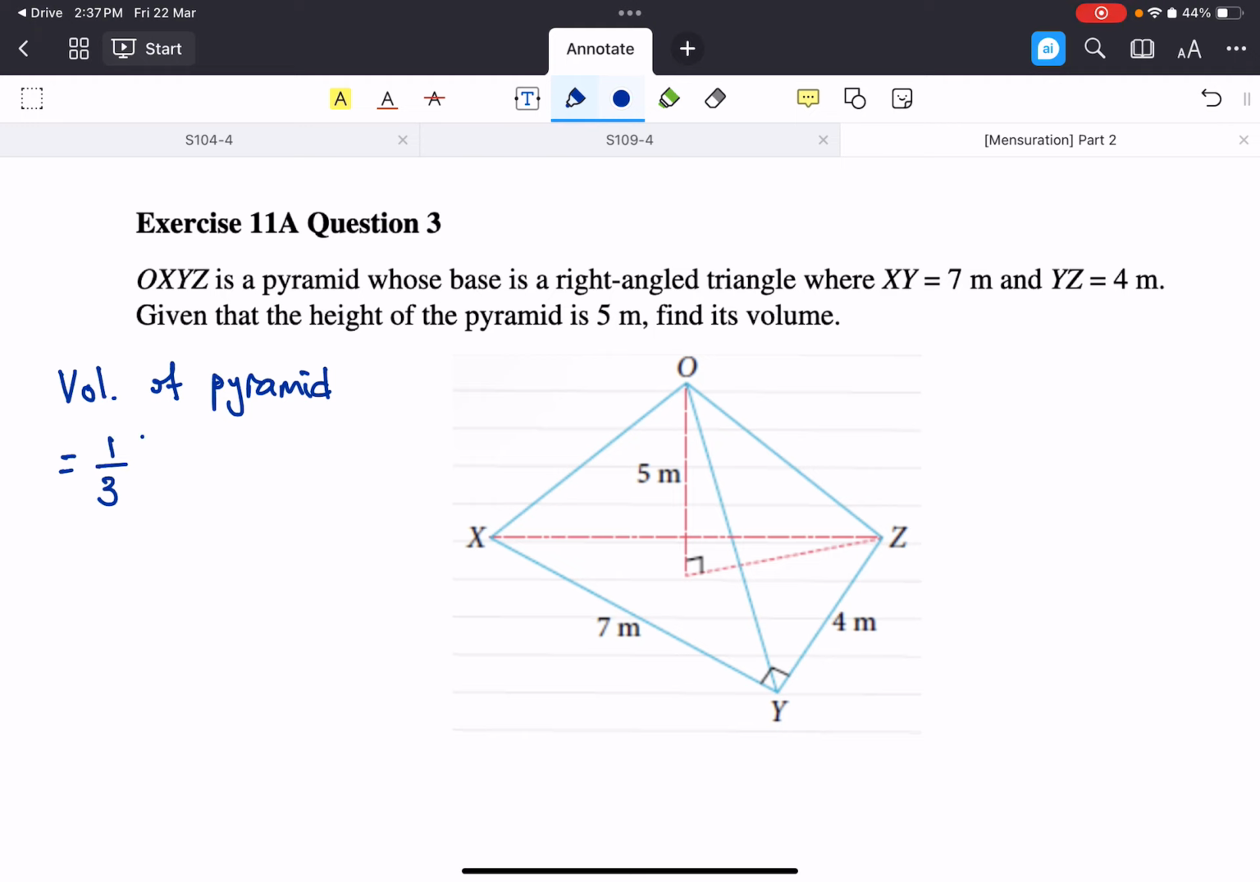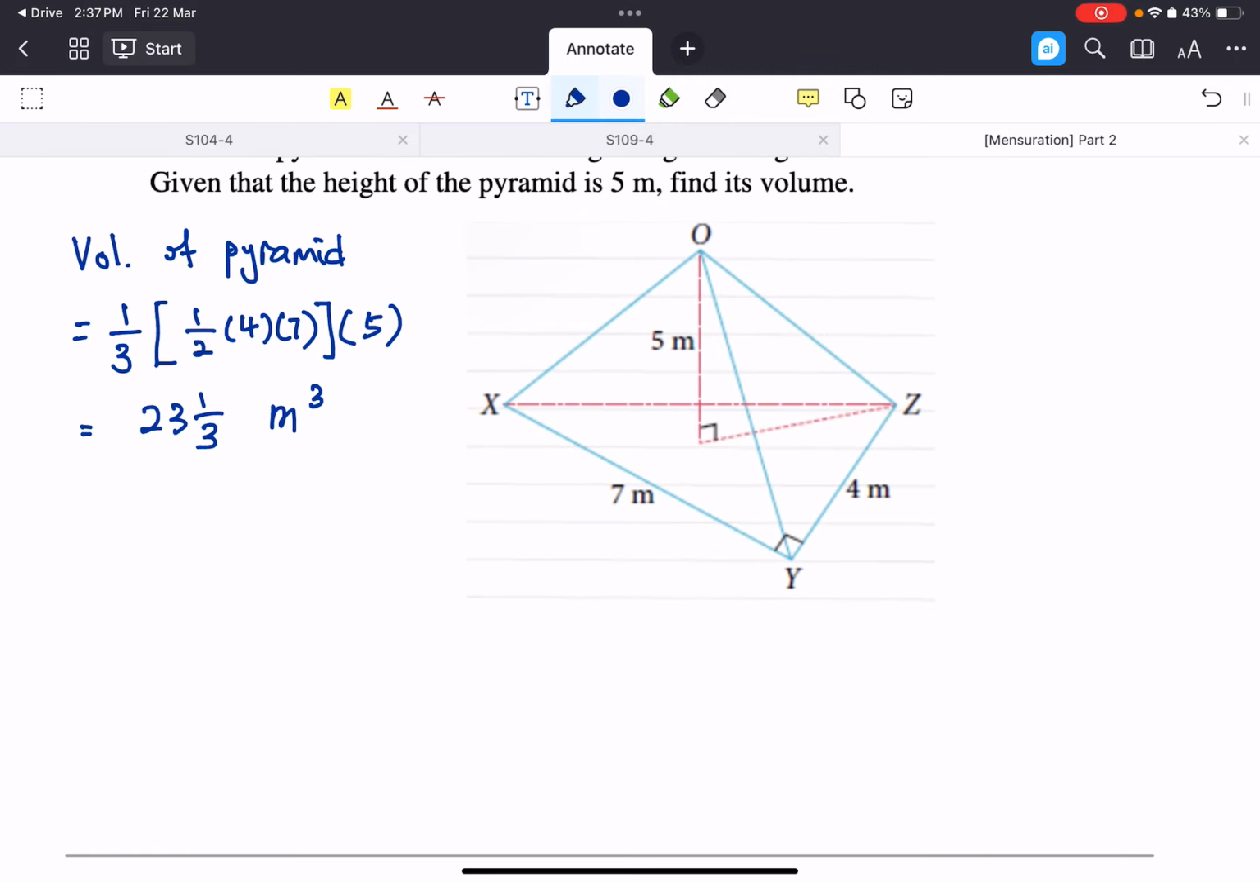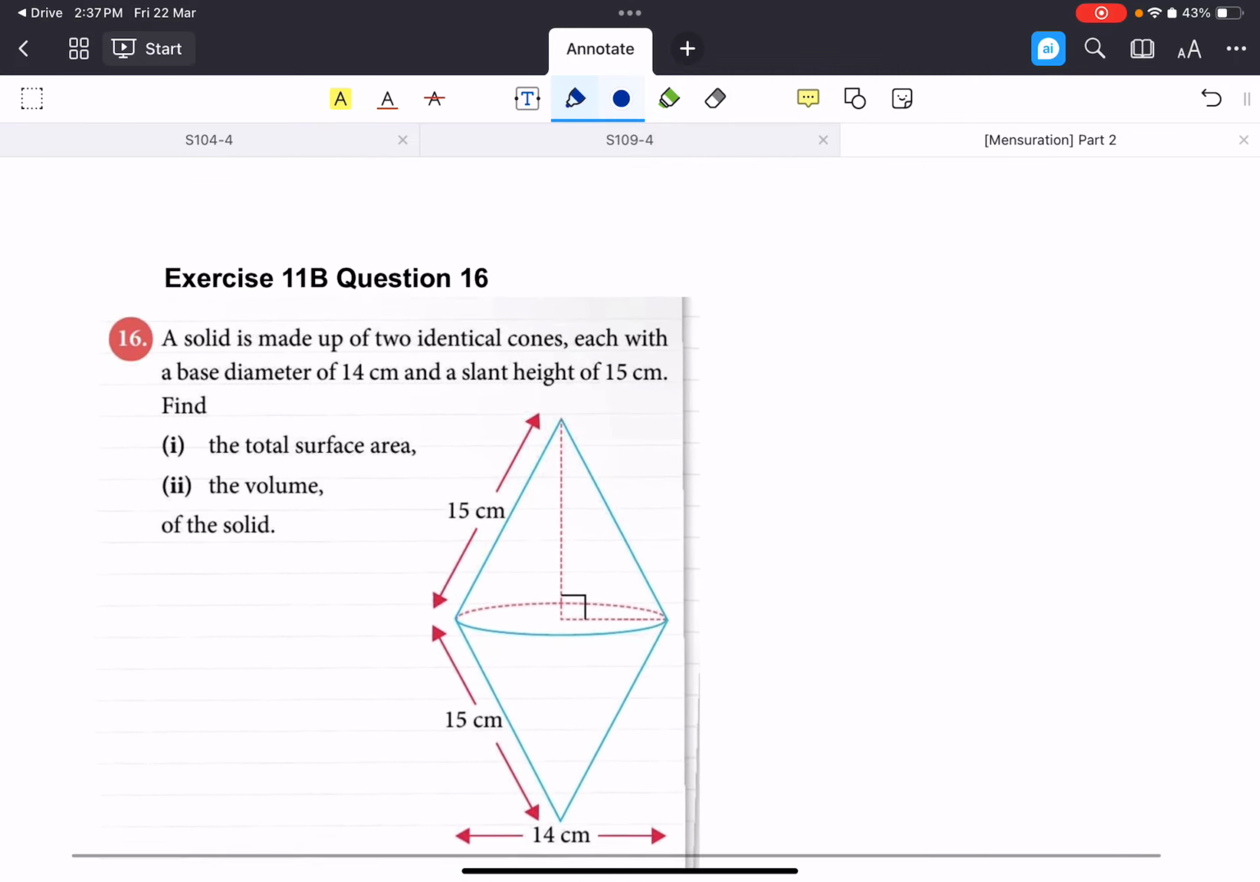So what is the base area now? The base area is half, and then 4, 7, so there's a base multiplied by the height. The height happens to be 5. So we work this one out with our calculators, and we shall get 23 and 1/3. Now don't forget your units. In this case, it is cubic meters. Right, a very straightforward question to test our understanding of the volume of pyramid. So just apply the formula, which most of you should memorize.